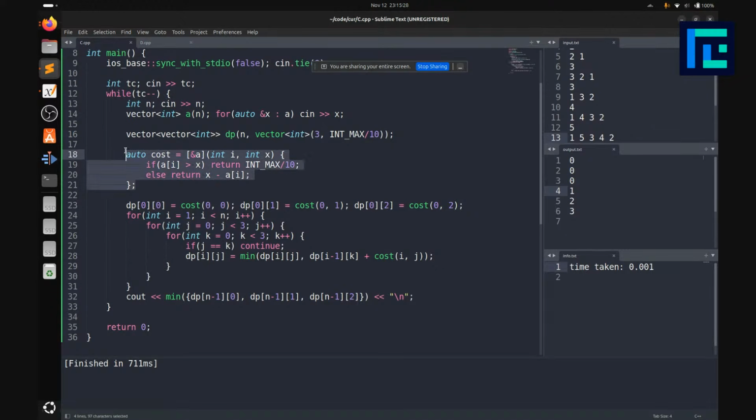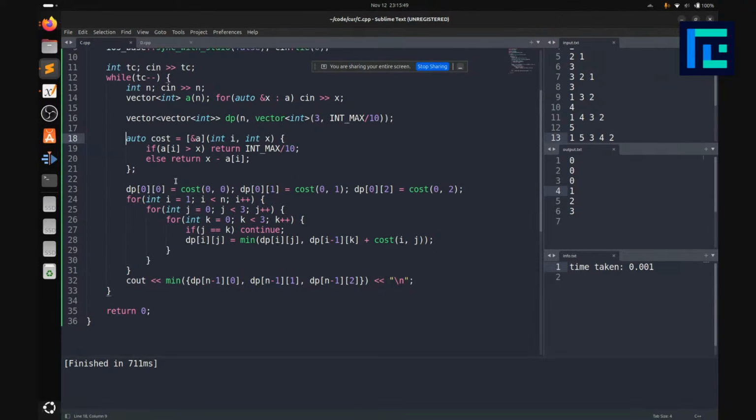I'm defining a cost function. What did I say for the cost? So if we have to make A of i equal to j, right? So if A of i has to be equal to j, but if A of i is already greater than the value, then you cannot make it equal. So in that case, we just return infinity. Otherwise, we can return the number of steps taken. So that's simply x minus A of i, right? So that's the cost function.